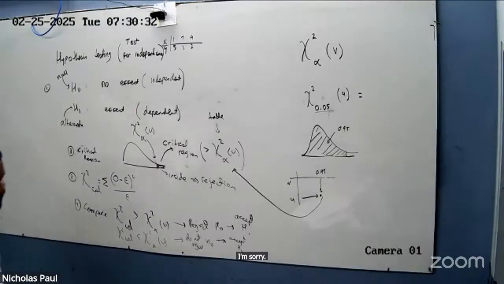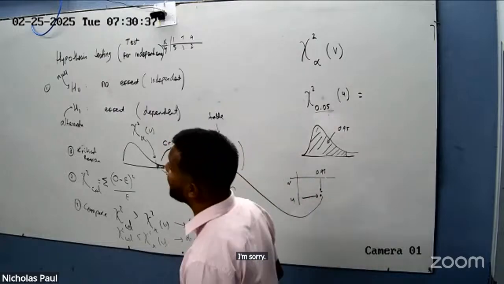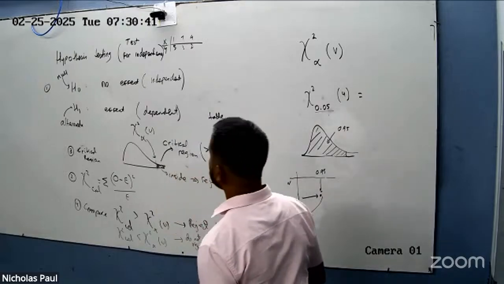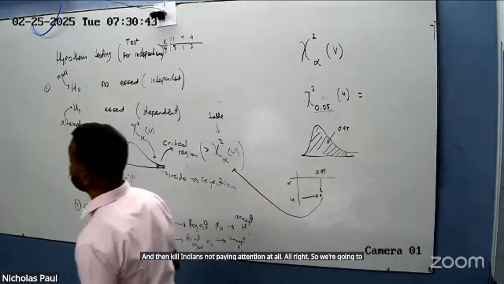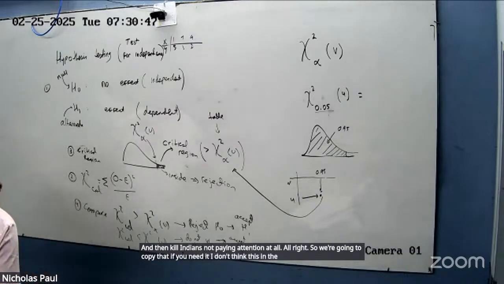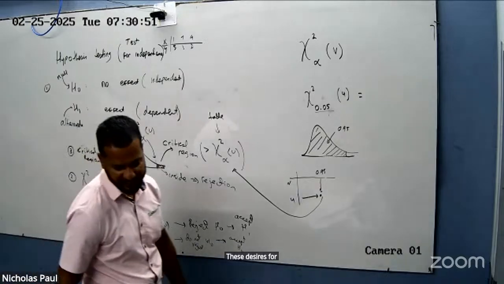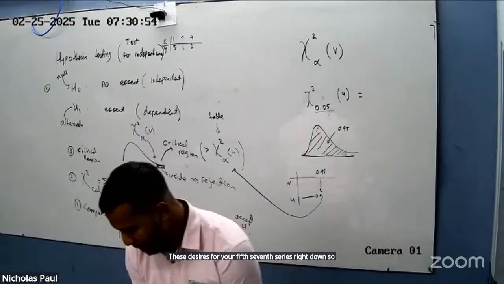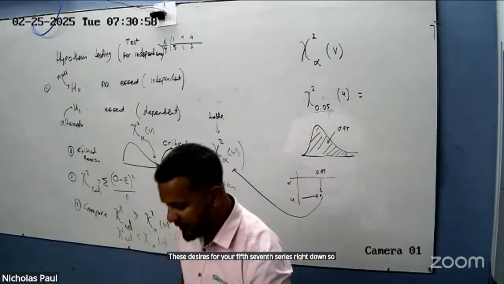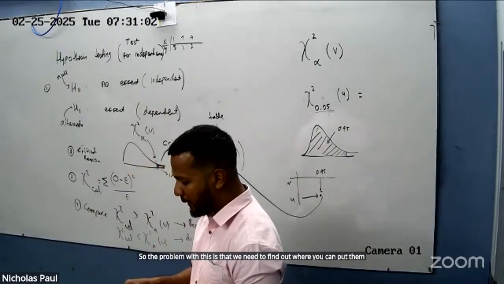All right. Yes. So we're going to put this together, right? All right. So we're going to copy them if you need it. These are your 4. Your 5th step is to write your answer. So the problem with this is that we need to find a way to put them into a table, right?